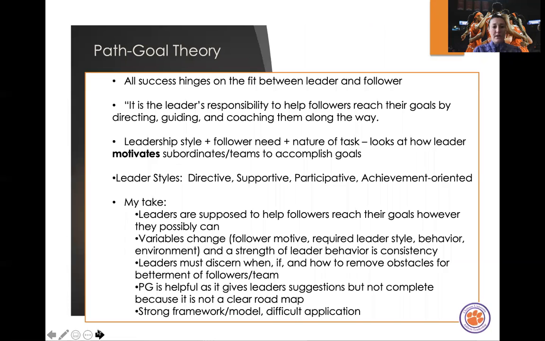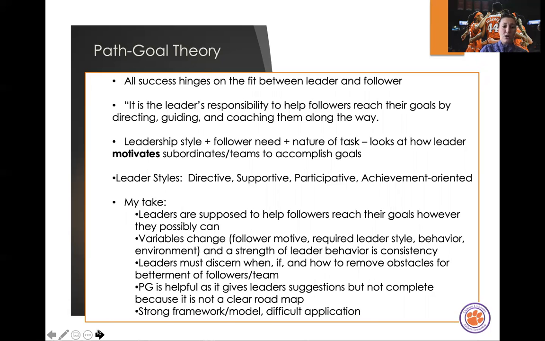So path goal theory, all of this hinges on the fit between the leader and the follower. Basically what it's saying is the leader is ultimately responsible for getting the follower to their goal. They need to do whatever they need to do, be whoever they need to be, remove obstacles, or help the obstacles seem less daunting, right? In helping the follower reach their goal. That's what that second bullet point says: it's the leader's responsibility to help followers reach their goals by directing, guiding, coaching them along the way.